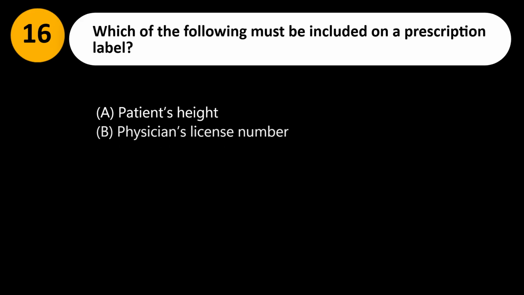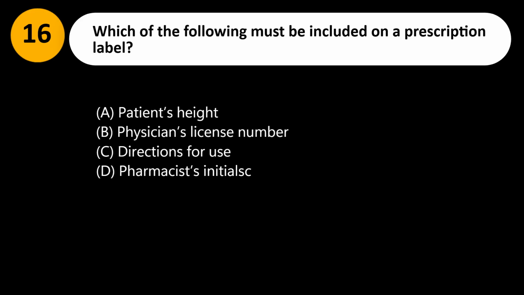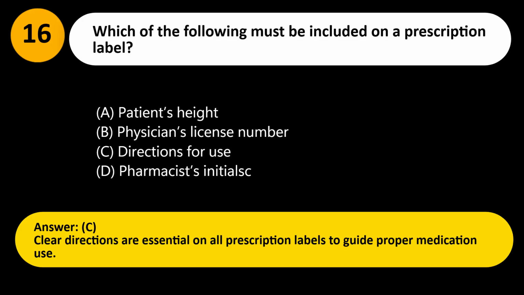Which of the following must be included on a prescription label? A. Patient's height. B. Physician's license number. C. Directions for use. D. Pharmacist's initials. Answer, C. Clear directions are essential on all prescription labels to guide proper medication use.